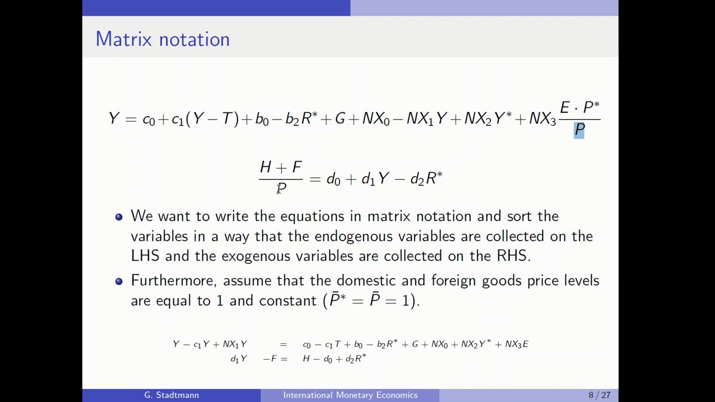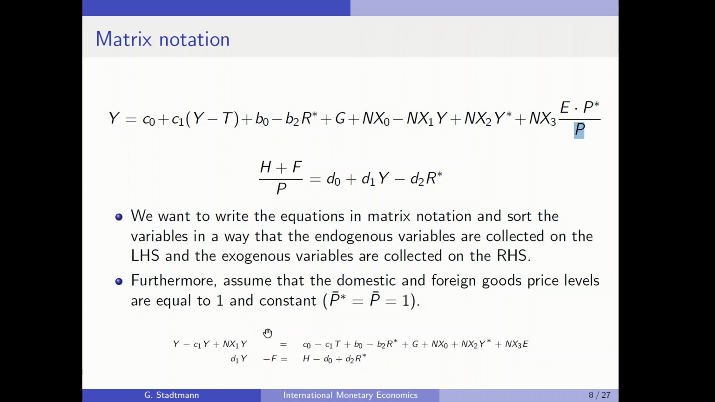We sort the variables in a way that the endogenous variables are on the left-hand side and the exogenous ones on the right-hand side. Endogenous are Y and F. So we have to collect the Y variables on the left-hand side. There is one Y variable already here, and there is a plus c1Y on the right-hand side. When we put it to the left-hand side, we get a minus c1Y. Furthermore, there is a minus nx1Y on the right-hand side. When we put this one on the left-hand side, we get a plus nx1Y on the left-hand side.